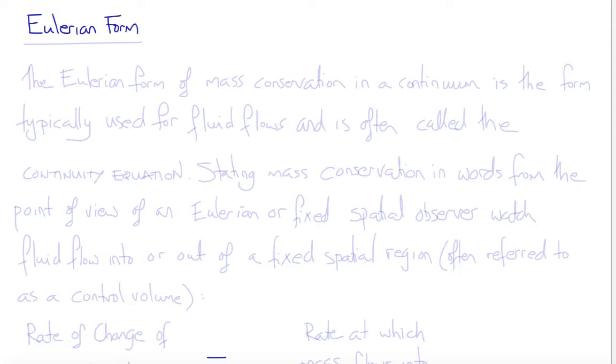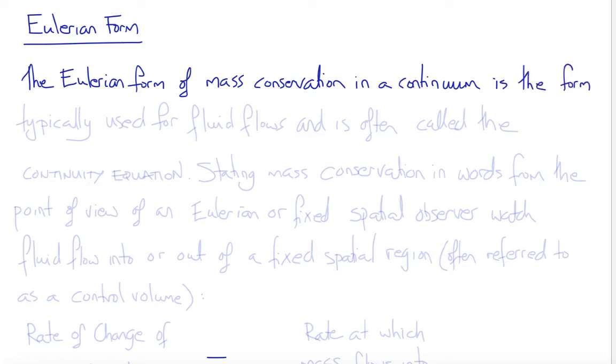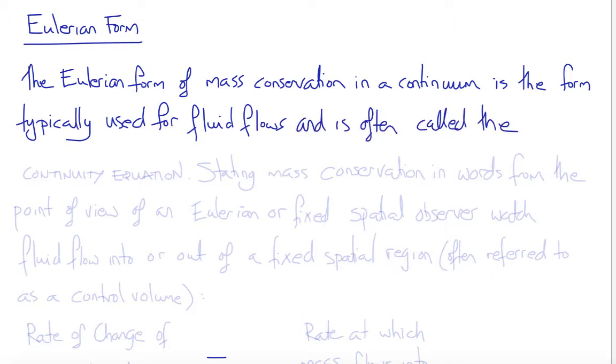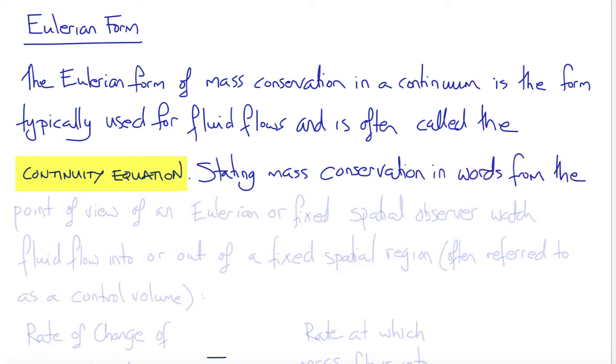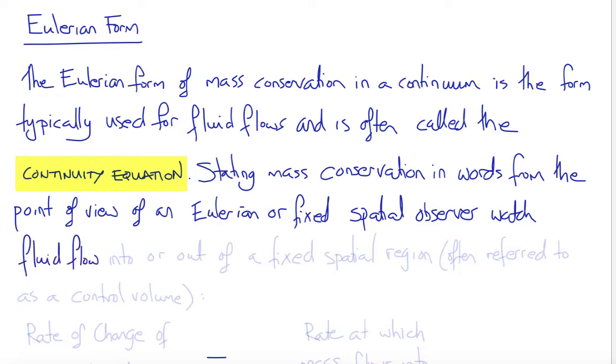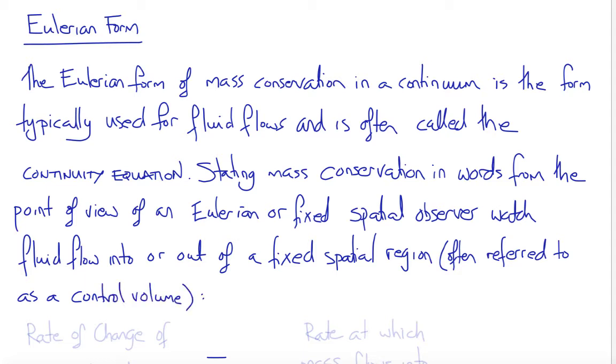So now let's derive the Eulerian form of mass conservation for a continuum. The Eulerian form of conservation of mass is the form that's typically used for fluid flows and is often referred to as the continuity equation. Stating mass conservation in words from the point of view of a fixed Eulerian spatial observer watching fluid flow into and out of a fixed spatial region, which is often referred to in fluid mechanics as a control volume, we can write the following.